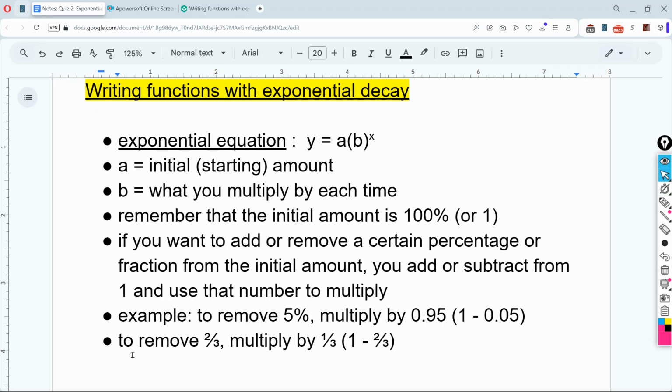Okay, for the fractions, if you want to remove 2/3, you multiply by 1/3. Okay, because 1 minus 2/3 would be 1/3. So to remove 2/3, you multiply by 1/3.